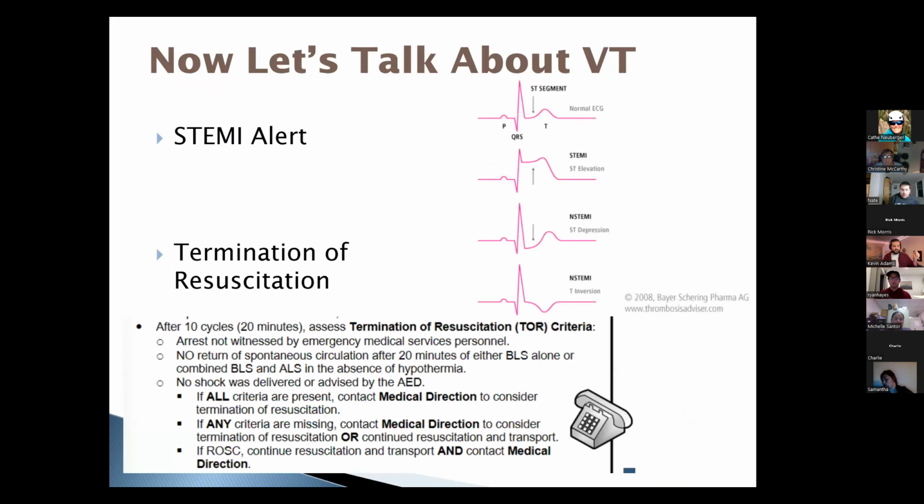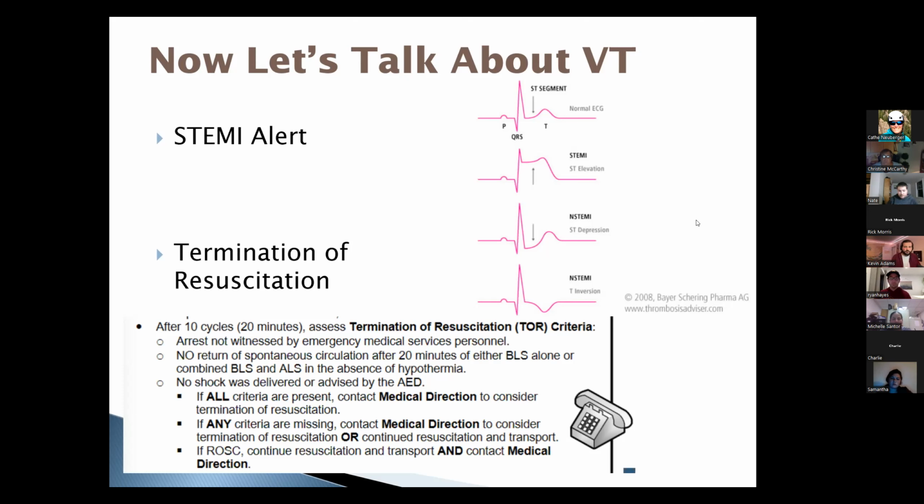So after 10 cycles, 20 minutes of cardiac arrest with no shocks advised and no spontaneous return of circulation, we call med control, we can have a discussion with them and say, this is what we've done. We're going, like, do you feel comfortable of us calling it? And most of the time they will say yes. And so that would allow us to say time of death, whatever time it was, and we would end up turning it over to the police and medical examiner as a crime scene as somebody has died.